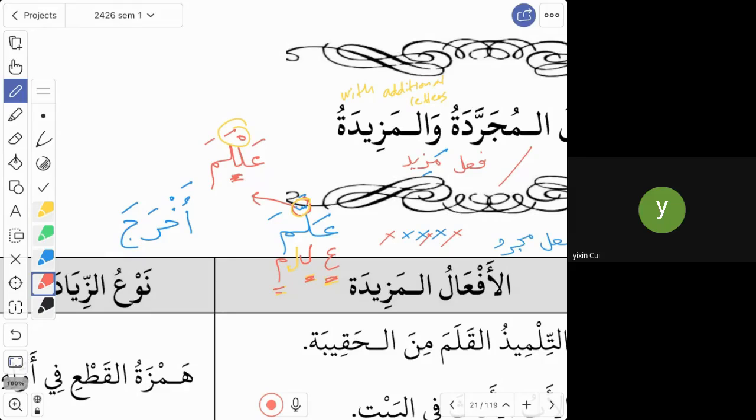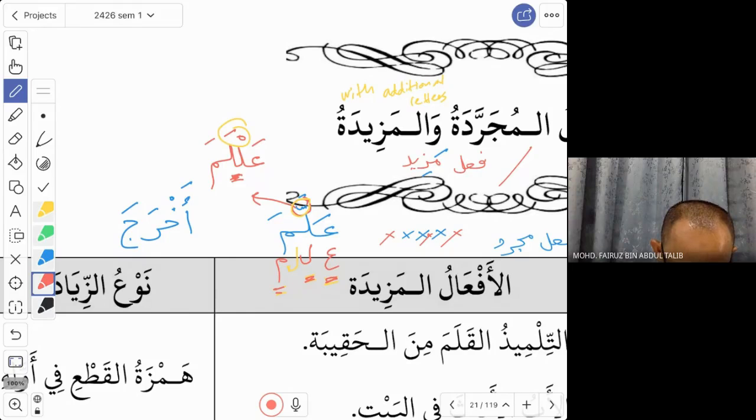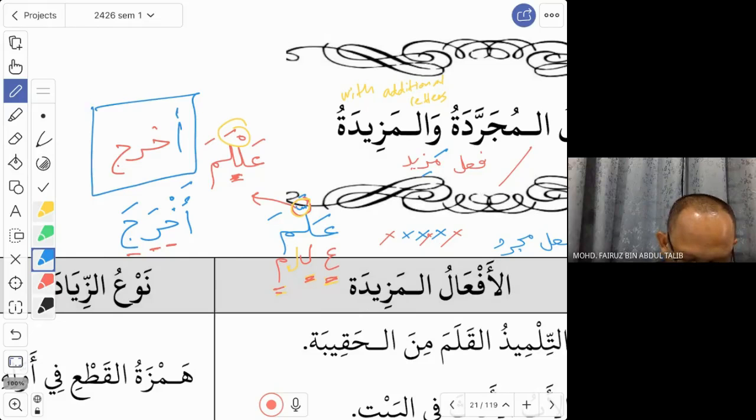Original is kharaja. Original huruf is kha, ra, and jim. And the additional huruf is alif. Good, yes. So this is another example. Kha, ra, jim, that is the root word. Kharaja, to go out. So now we add another alif. We add another letter. Akhraja.